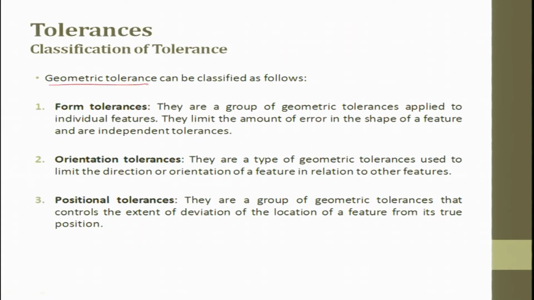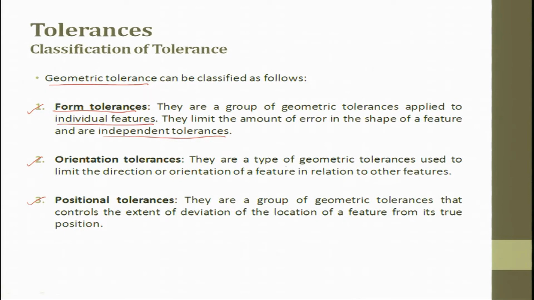The geometric tolerance can be further classified into three parts. One is called form, another one is called orientation, and the third one is called position. Form tolerances are a group of geometric tolerances applied to individual features. They limit the amount of error in the shape of the feature and are independent of the dimension tolerance, right. So, here form tolerance is more talked about in terms of individual features.